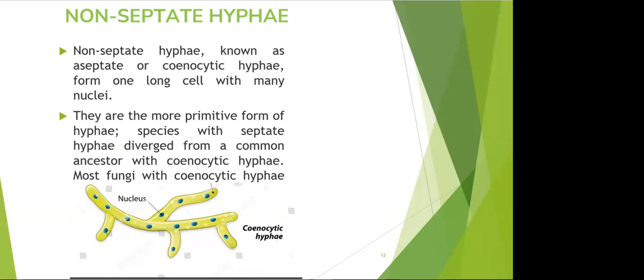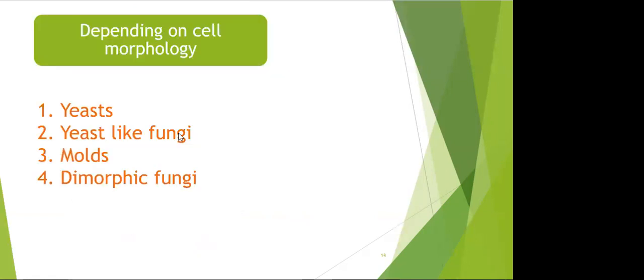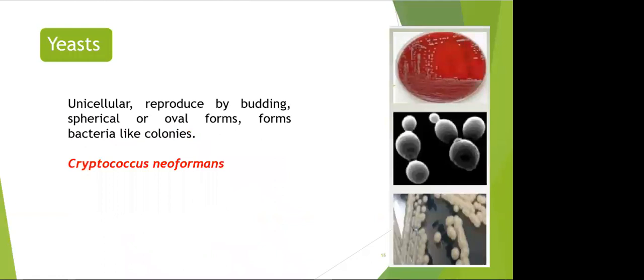Based on the morphology, we can classify fungi into yeasts, yeast-like fungi, molds, and dimorphic fungi. First, I'll discuss the yeasts. Yeasts are unicellular and reproduce by budding, usually seen as spherical or oval forms, which form bacteria-like colonies. An example is Cryptococcus neoformans.